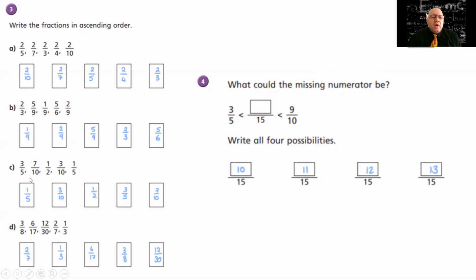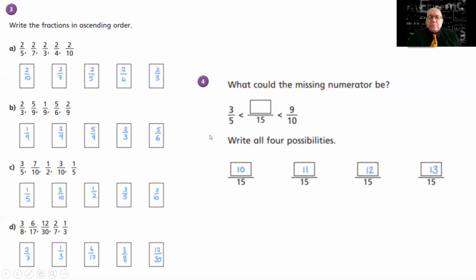On C, I would definitely be looking at the denominators, and I would be converting them all to 10. So once I'd done my equivalence to 10, I'll be very, very quick to be able to convert them back again to 1/5, 3/10, 1/2, 3/5, and 7/10. And finally, for D, I will be looking on this one at equivalent numerators. So turning them all into 12 as a numerator. And then once sorted, convert them back again.